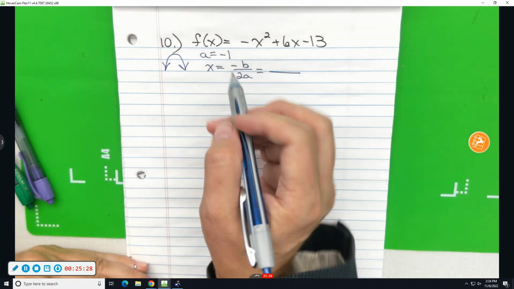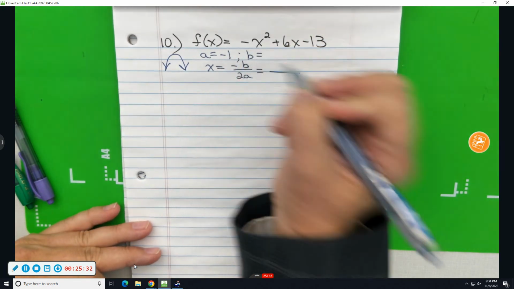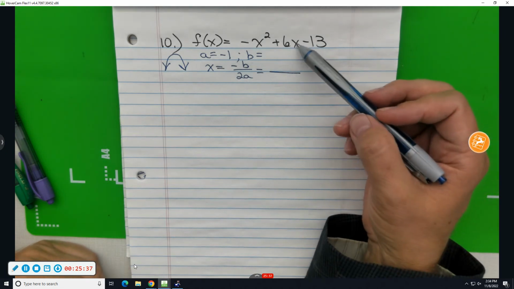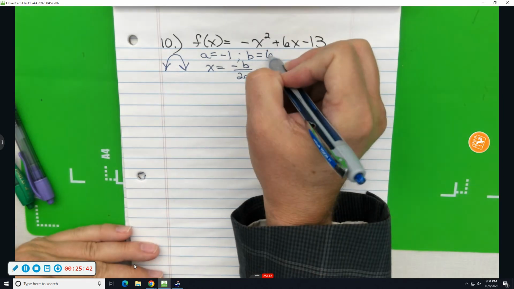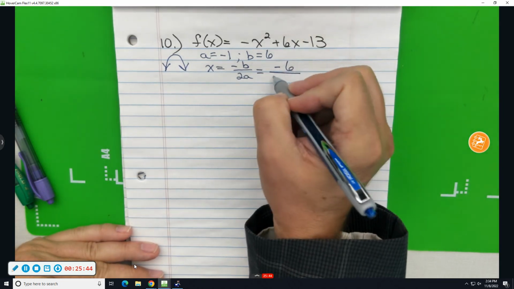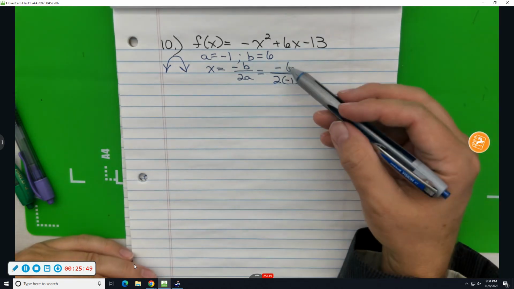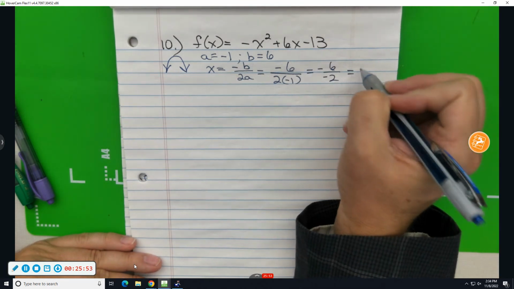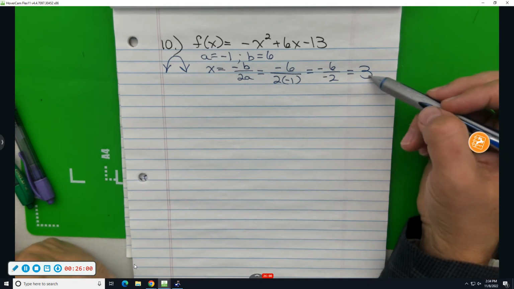So we've already said a is -1. We should probably write down what b is. What's b? B is the coefficient of the unsquared variable, so 6. So we have a -6. Down here we have a 2 times -1. That's a -6 divided by -2, which gives me an x value of 3. So the vertex will occur when x is 3.